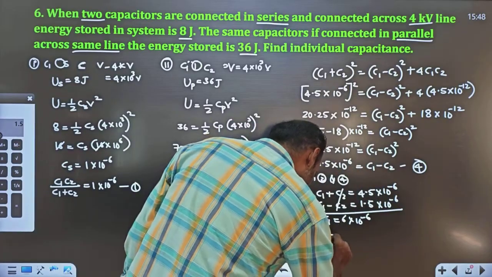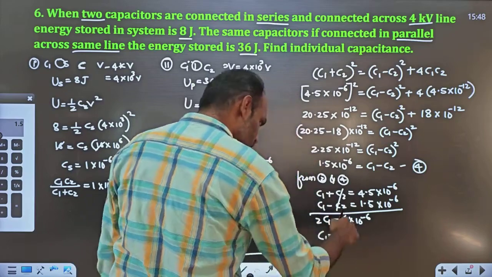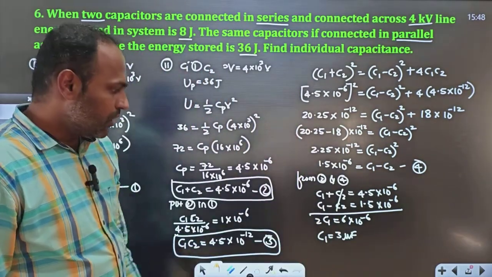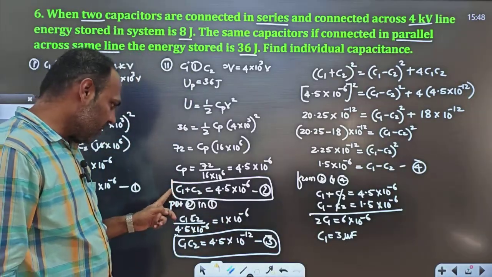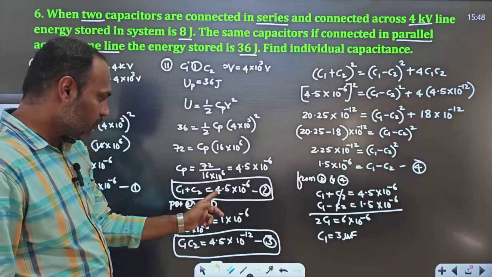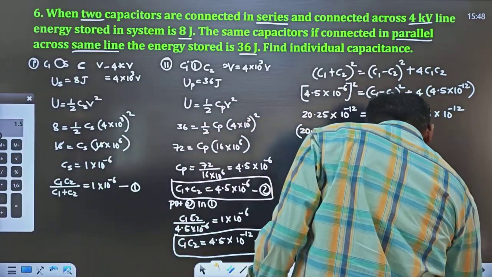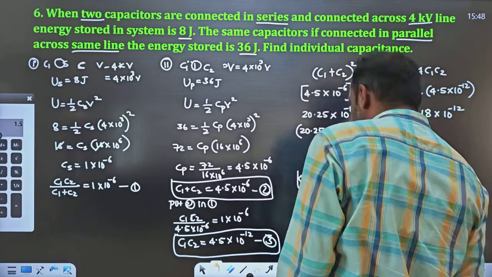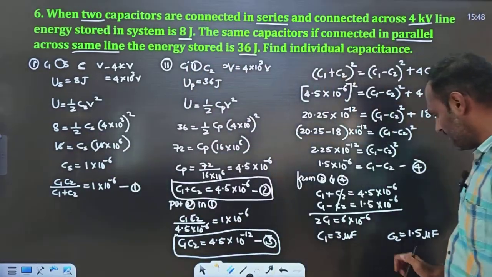So I will get C1 equal to 3 microfarad, right? 2 threes are 6, so it is 3 microfarad. C1 is equal to 3 microfarad. Put this value of C1 in equation 1. So this is 3 microfarad. You take that 3 to the other side. So 4.5 minus 3 will be 1.5. So I will get C2 is equal to 1.5 microfarad. Correct?